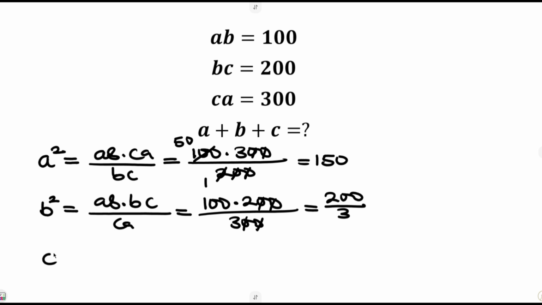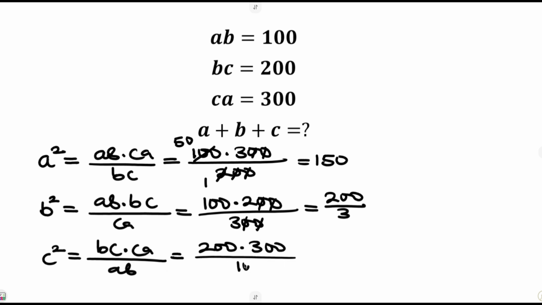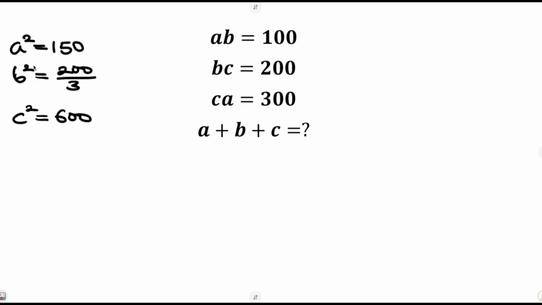Now let's find c squared. To get c squared, we'll multiply the terms with c, and that will be bc times ca, and then divide by the term without c, and that will be ab. So this is equal to bc, which is 200, times ca, which is 300, now divided by ab, which is 100. These two zeros cancel out, leaving behind 200 times 3, which gives us 600. Very good. So we've got the values of a squared, b squared, and c squared.